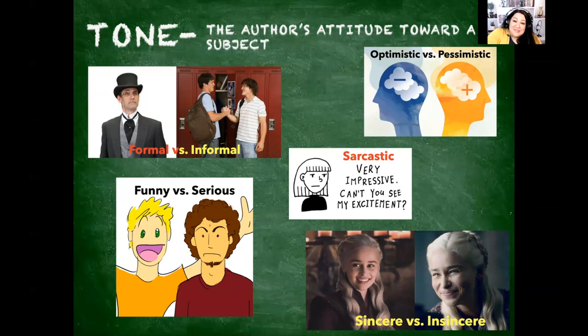You could have an optimistic tone, like, we can save the world, or a pessimistic tone, like, the pollution is overwhelming everything and we will never recover, okay? You could have a sarcastic tone, very impressive. Can't you see my excitement? Or you could have a funny tone or a serious tone. You could be sincere or insincere. Usually insincerity is accidental. People don't really like insincerity and they're not convinced by it, that's for sure. So maybe you want to give someone else an insincere tone, like if you're writing a story, but you never want to give yourself an insincere tone.